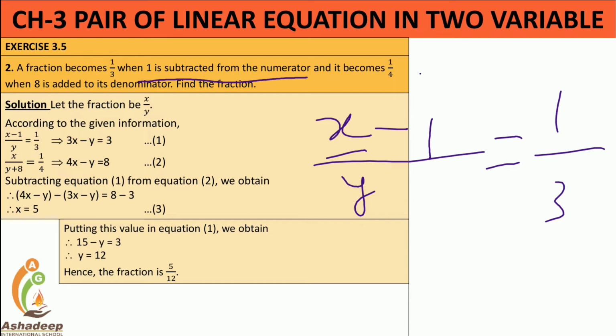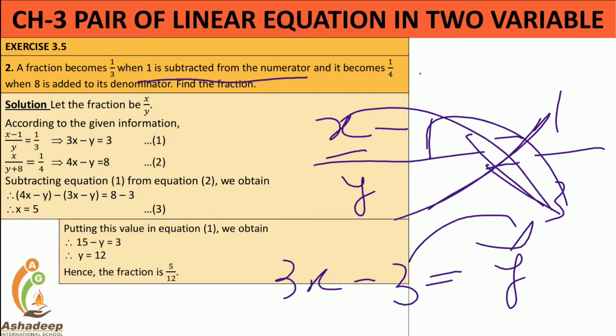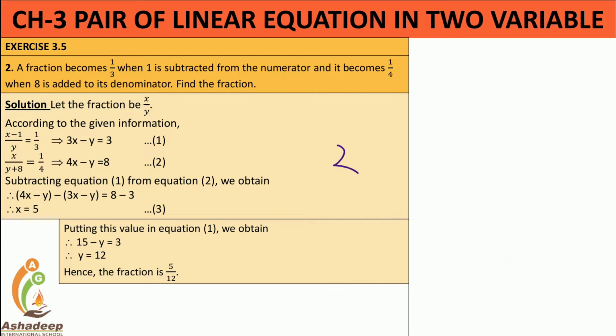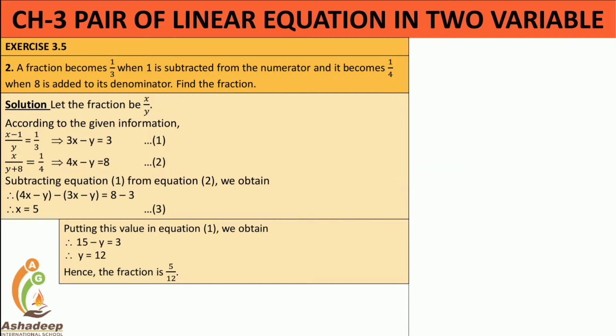So this is one equation, right? y goes to the upper side and 3 goes to this side, which means cross multiplication. So 3 into x is 3x, 3 into 1, so minus 3 is equal to y. If minus 3 goes to the other side, it becomes plus, right? So 3x minus y is equal to 3. This is the equation.